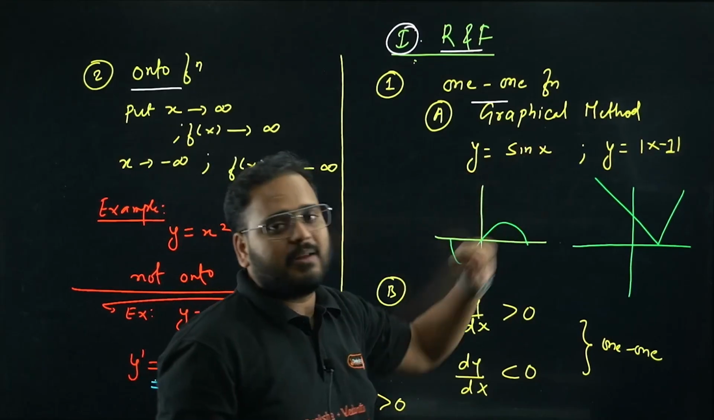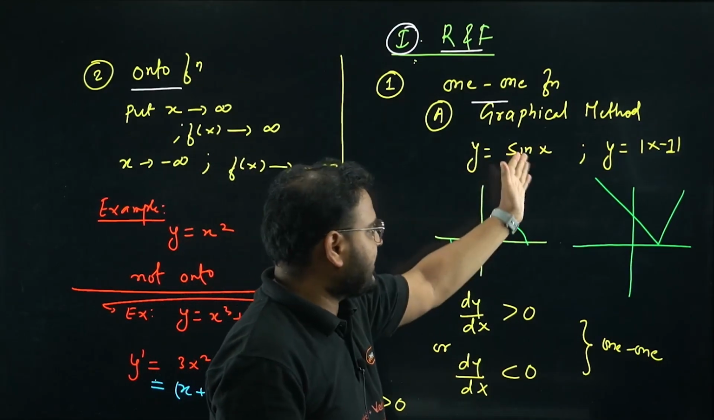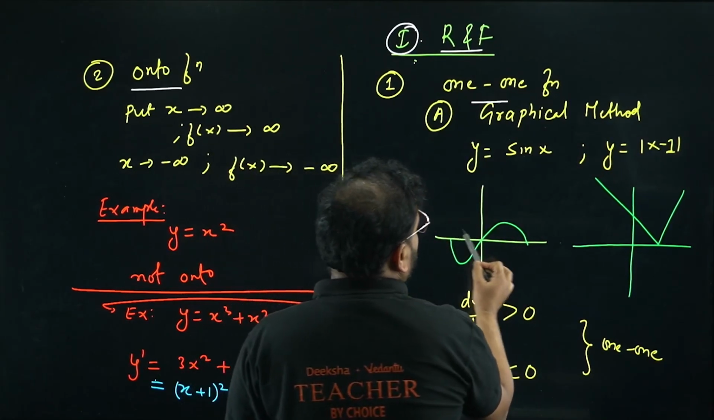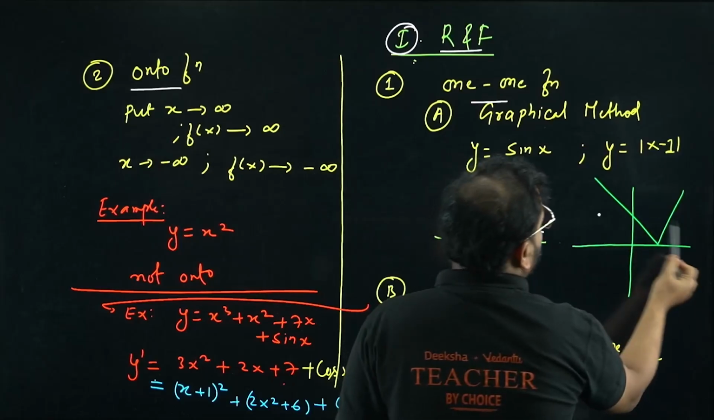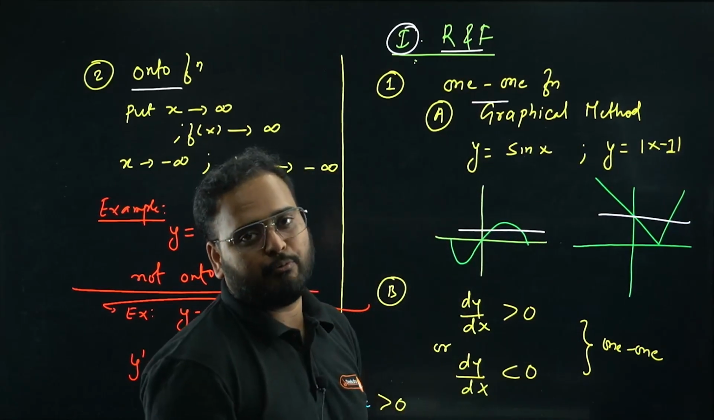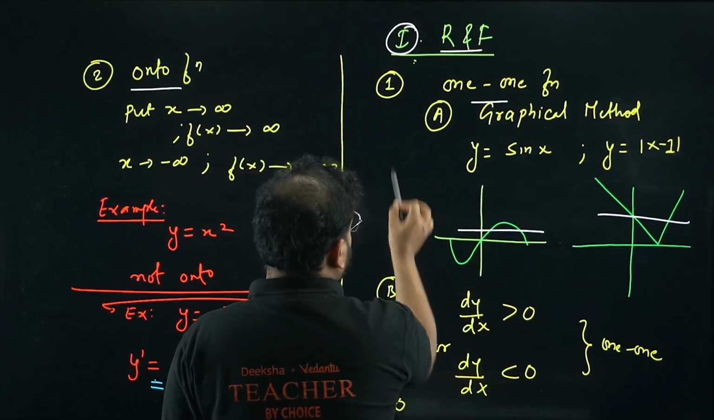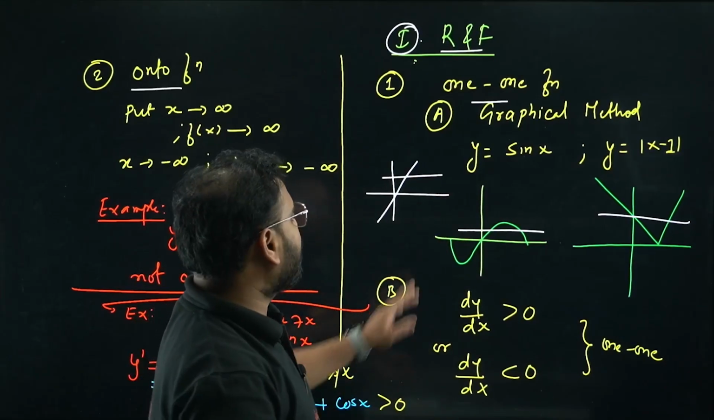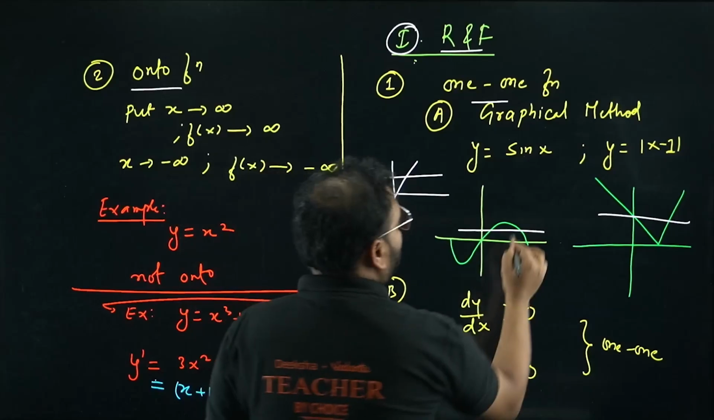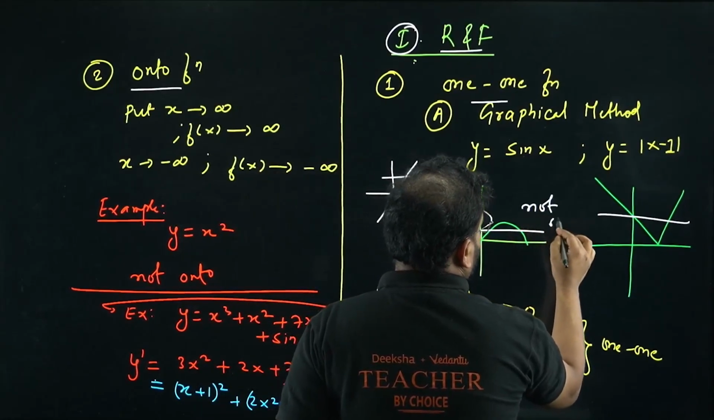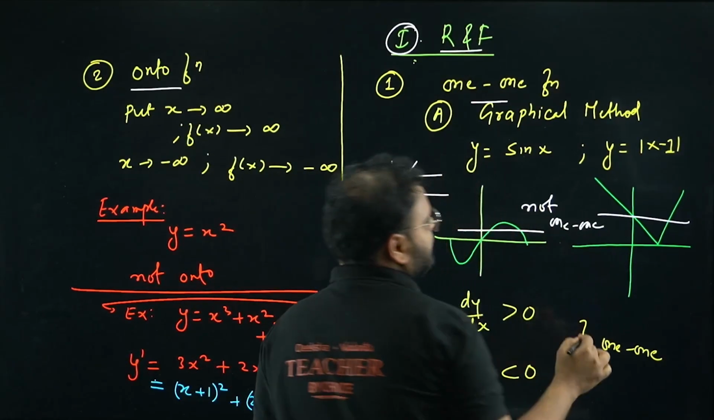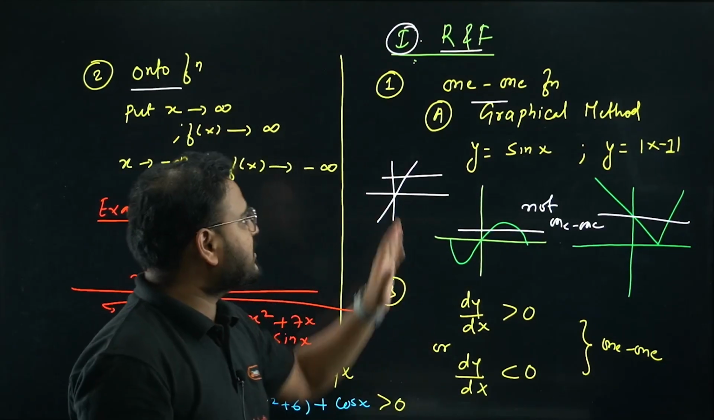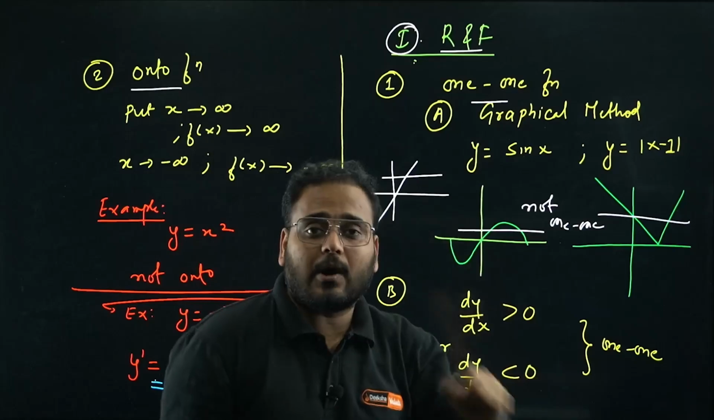One method is just the graphical method. If you can draw the graph, let's say sin x is there, mod of x minus 1 is there, and you get 2 intersections, you're going to say it is not 1-1. If you get only one intersection, like a straight line, we can say this is a 1-1 function. But if you get more than one, we say not 1-1, also called not injective. That's the graphical method to pick out the 1-1 function.